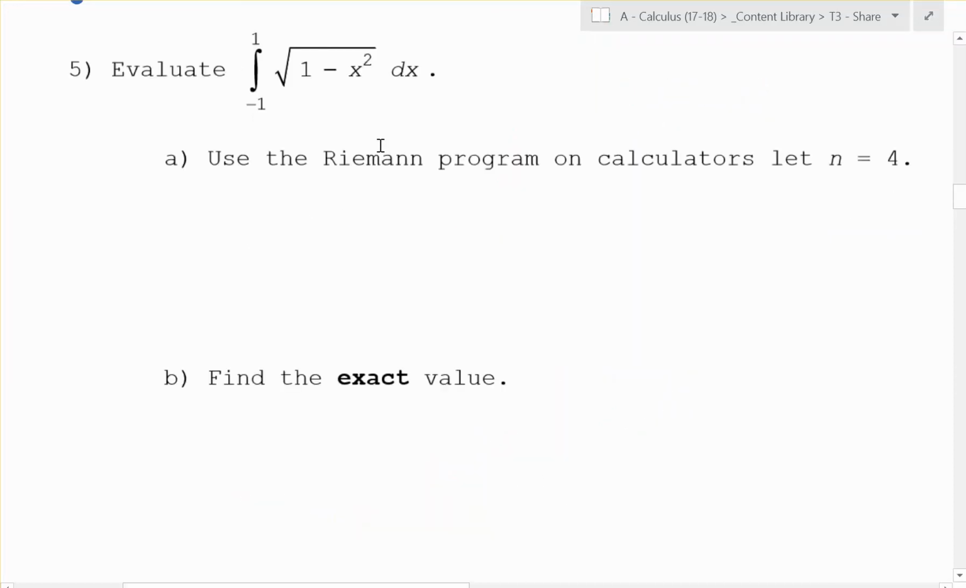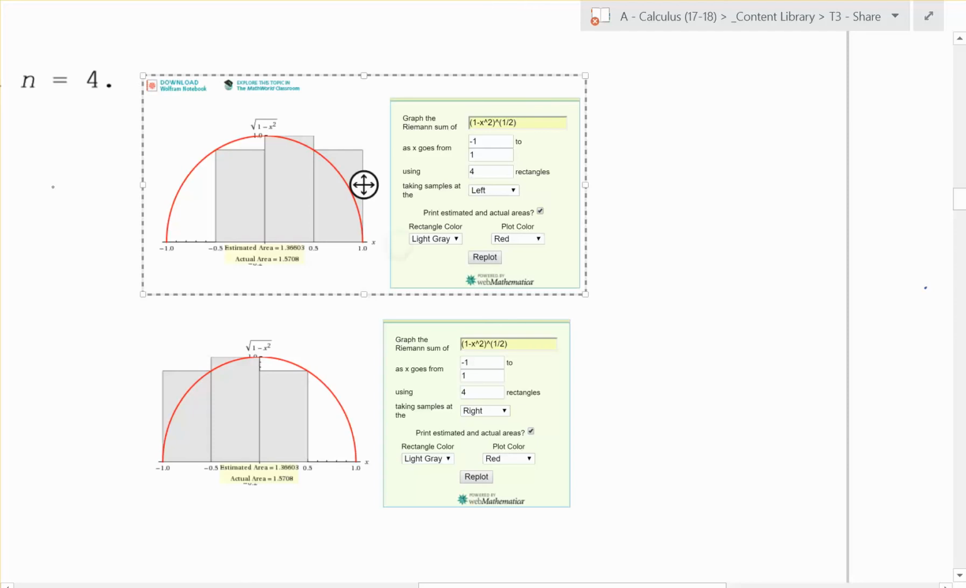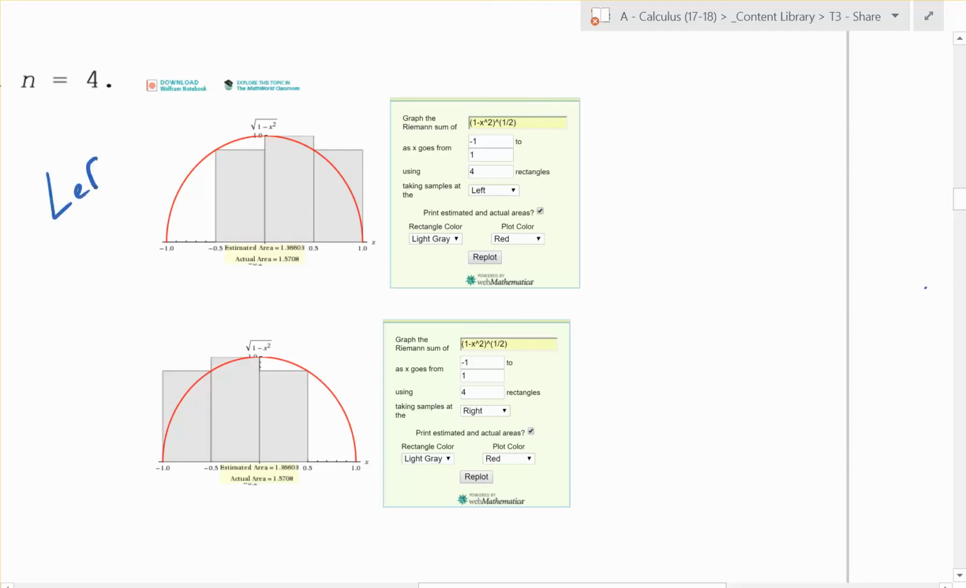So let's now use the program to do this integral right here. So let's use the Riemann program on our surface and let n equals 4. So it's the square root of 1 minus x squared from -1 to 1. So I used the applet and went from -1 to 1 using 4 intervals. And here's the left-handed one, and here's the right-handed one. And you'll notice that in this case, it came out to 1.366366. You can see that decimal underneath right here.